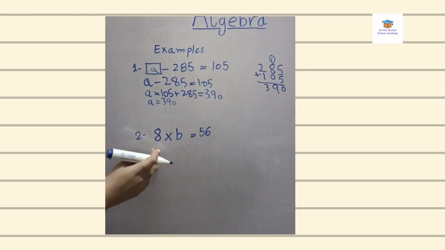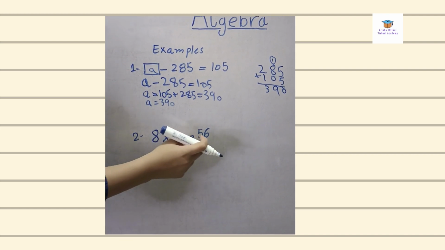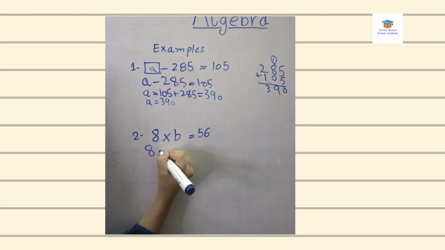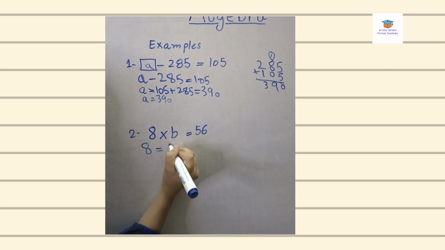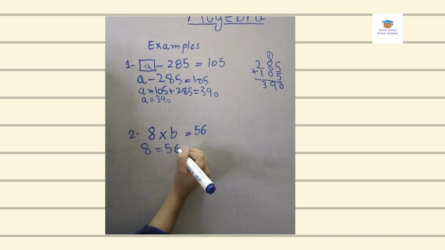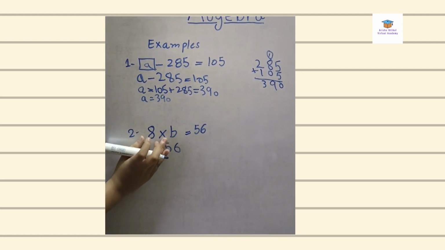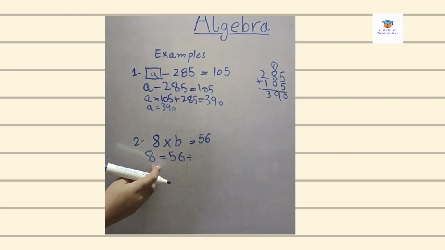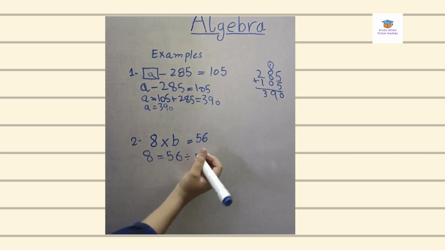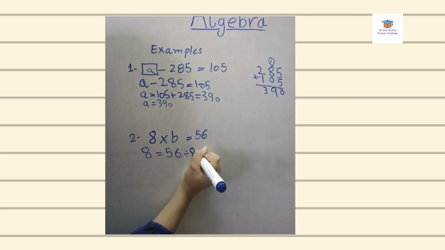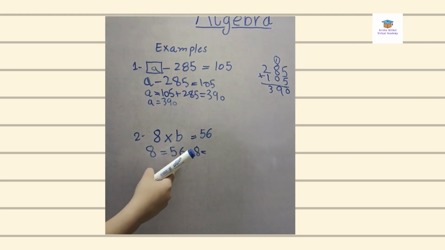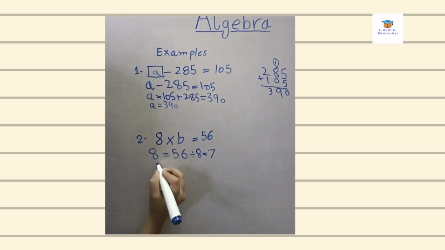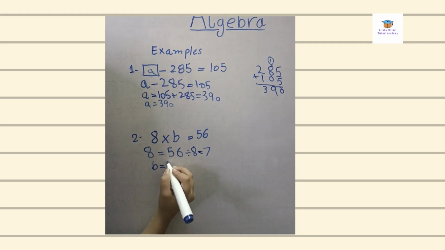Now we have a different sum. 8 multiplied by B equals to 56. So for this we will write B equals to 56 divided by 8. Now in this multiplication will turn into division. Now what do we divide this with? We divide this with 8. So this equals to 7 as 56 divided by 8 is 7. So B equals to 7.